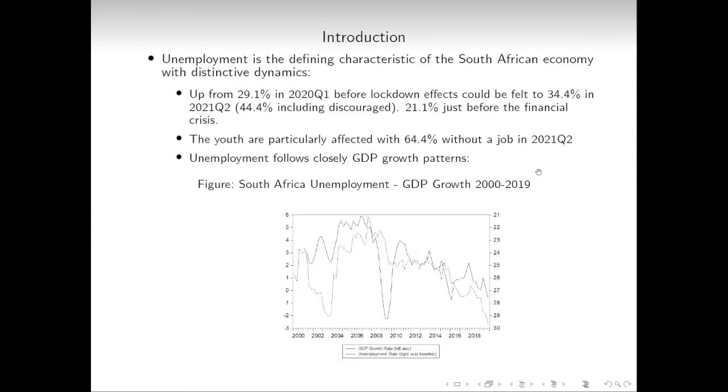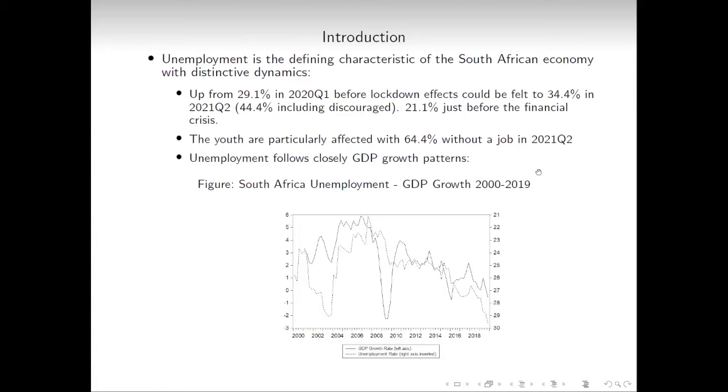Speaking of dramatic, unemployment is basically the defining characteristic of the South African economy, right? Because it went up to 21.1% in the first quarter of 2020, just before the effects of lockdowns could be felt. And then it increased in 2021 quarter two to 34%. And we're talking about the official measure only, because if you include the discouraged and talk about the expanded definition, then it increases to a staggering 44%.